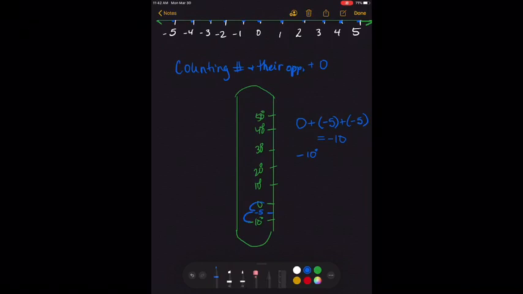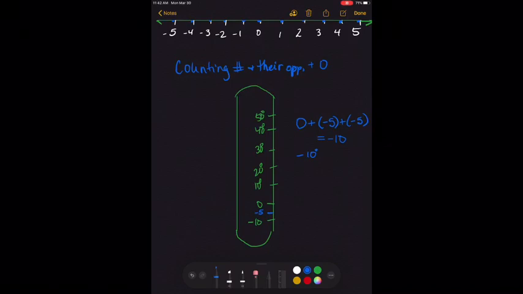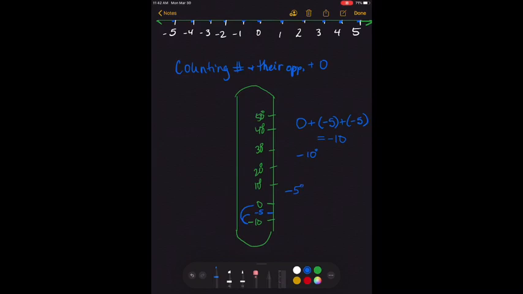Now imagine the temperature is 0 degrees. If the temperature falls 10 degrees at 12 a.m., but rises 5 degrees before sunrise. So it goes down here and then it jumps back up 5 degrees. Well, the result is -5 degrees.